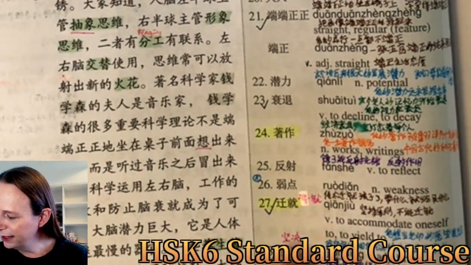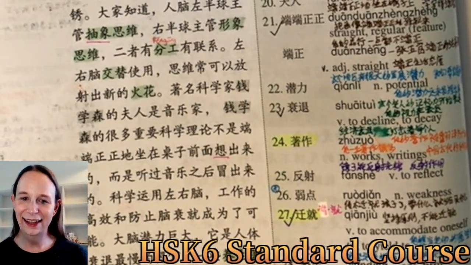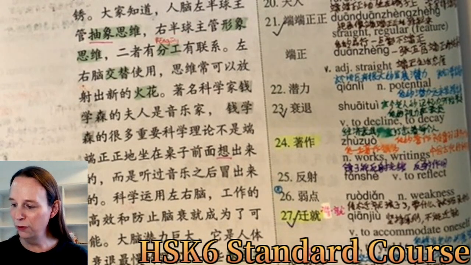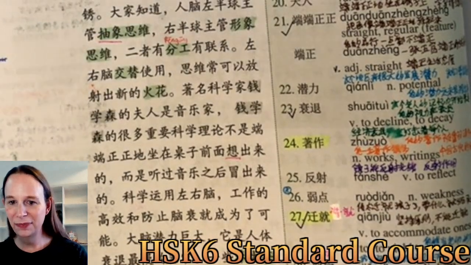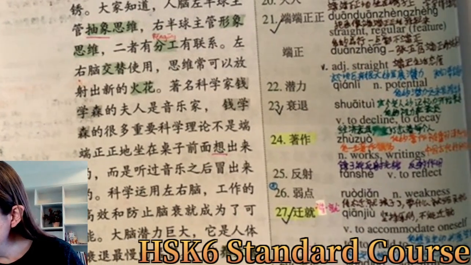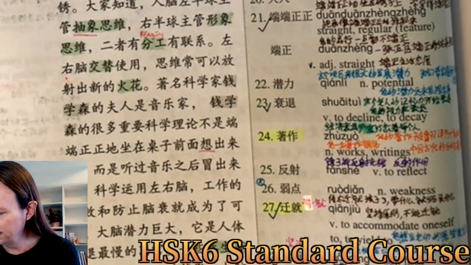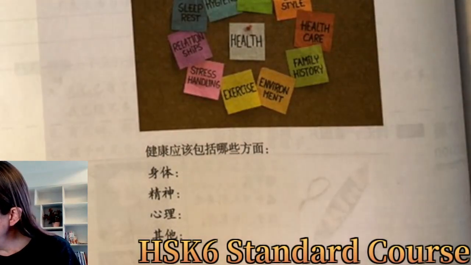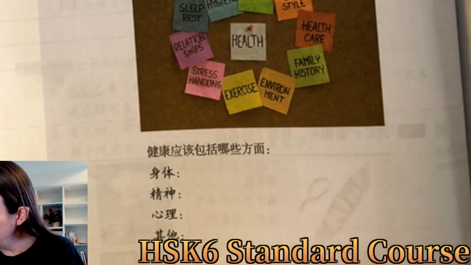Where are we? 弱点 here. 弱点 is just one of the words in that enormous family of words. 弱 meaning weak, so weak point. Next is 迁就. Did we skip one? 迁就, yeah. No, we didn't skip one, did we? I feel like we skipped one. No, maybe I'm just imagining it.